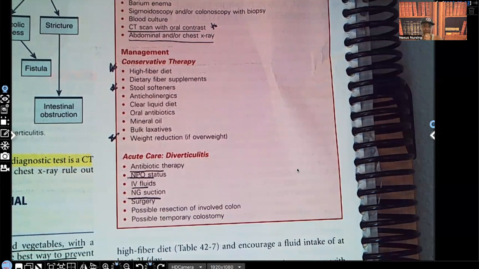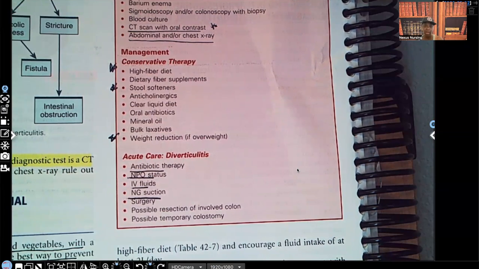And then number two, God forbid it perforates, they're going to have to go to surgery immediately. So we prefer them to be NPO, right? So they're going to be NPO. We're going to put them on antibiotics. We're going to give them IV fluids. And we're going to put NG suction on because they're NPO. We need to decompress the stomach.